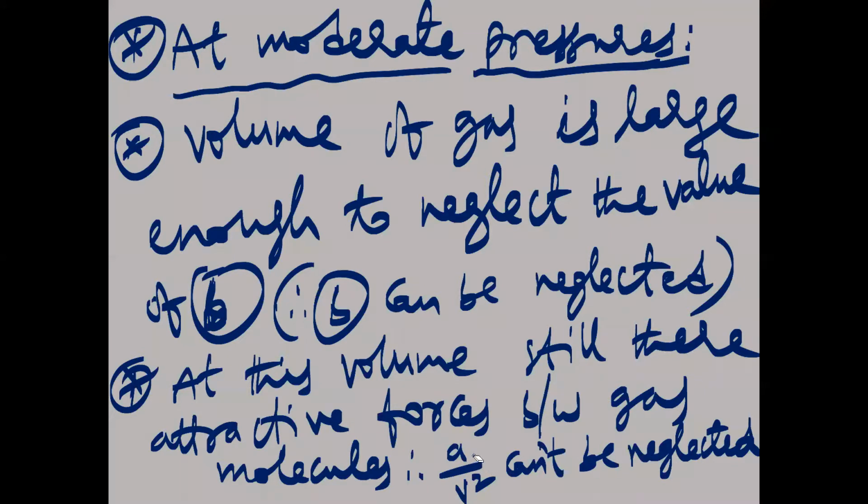The reason is that some attractive forces are still there between the gas molecules at this moderate volume, at moderate pressure. So A by V square cannot be neglected, but B can be neglected. Now take the screenshot once. It is the condition of moderate pressure.